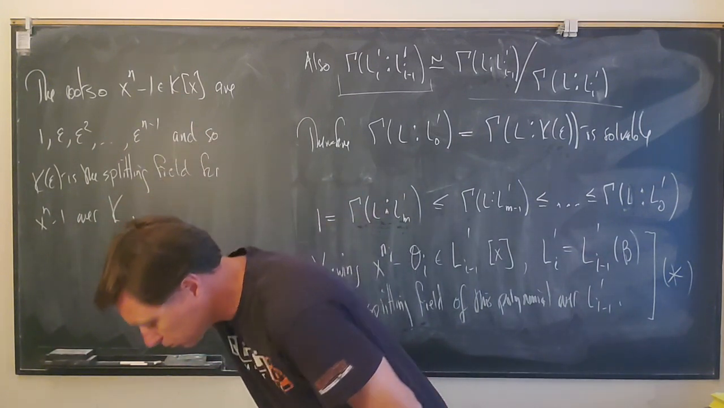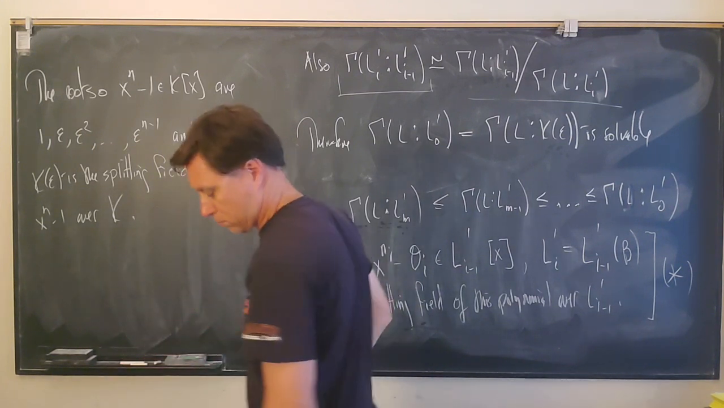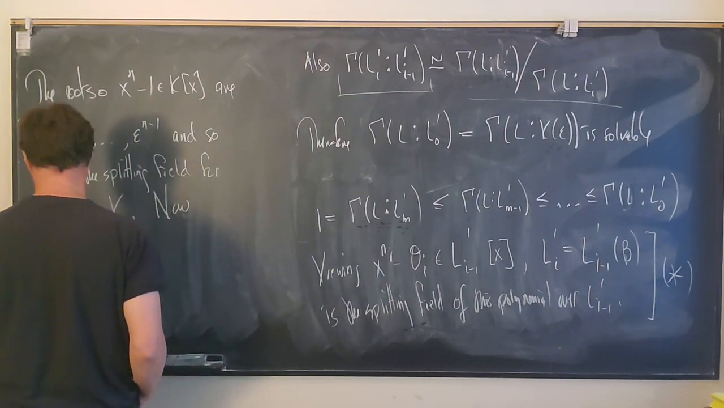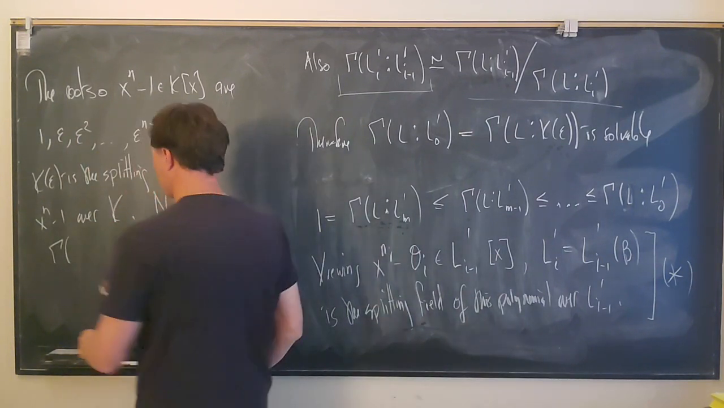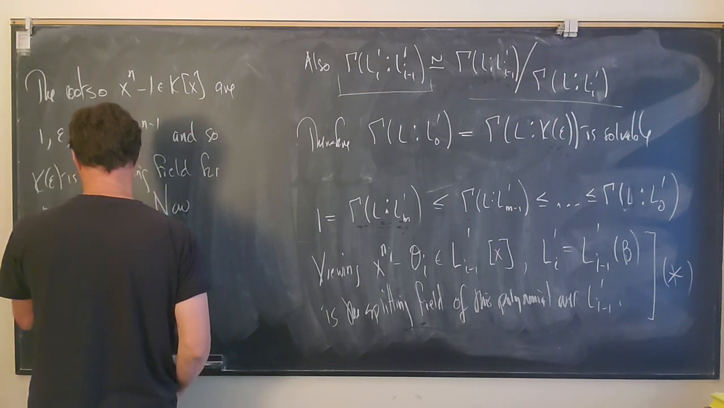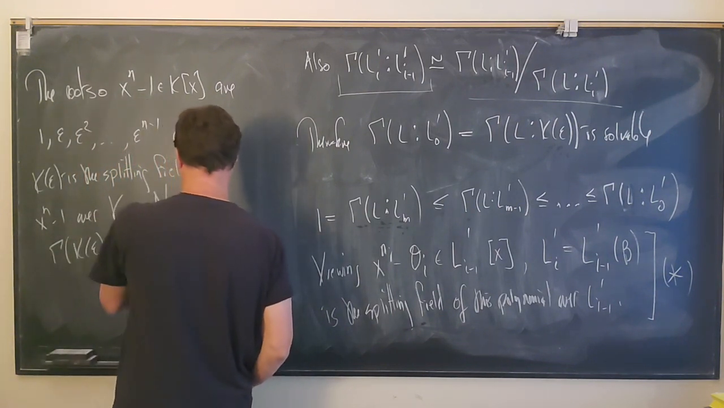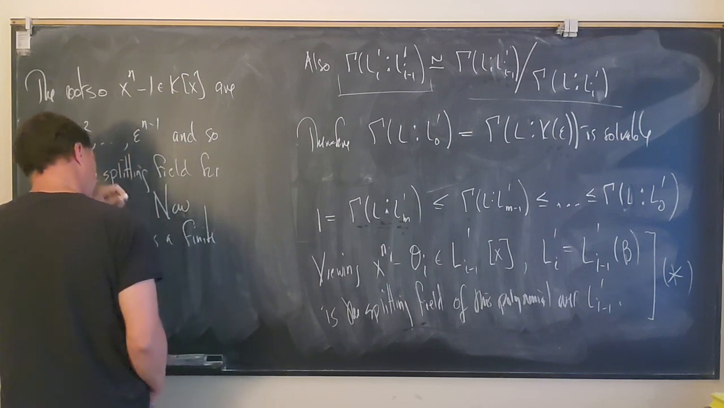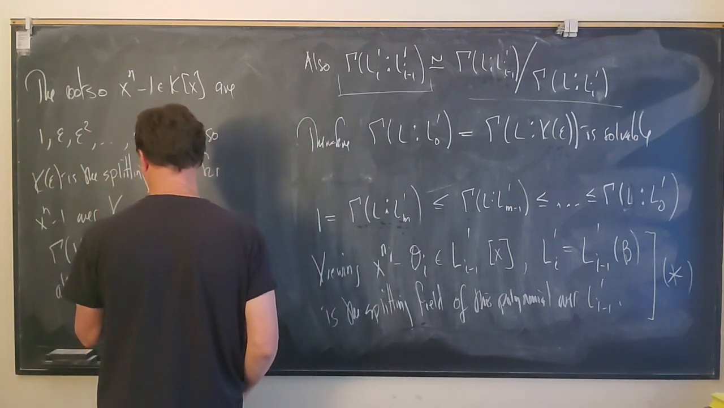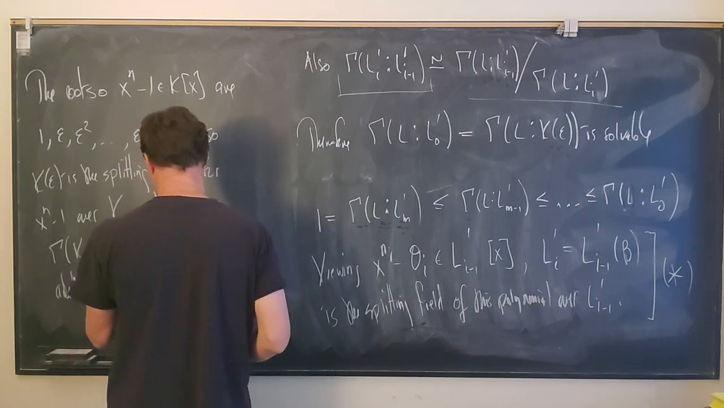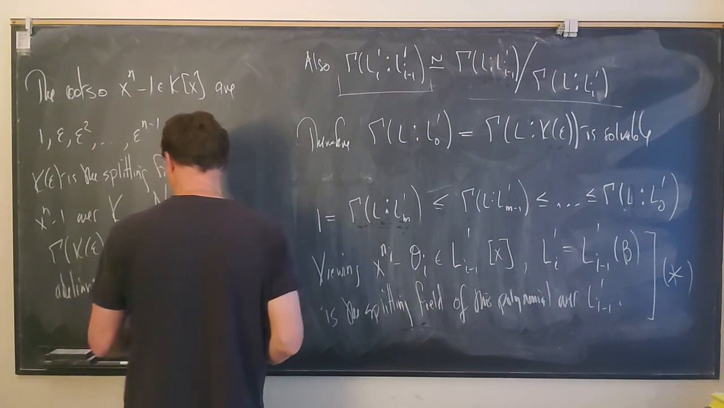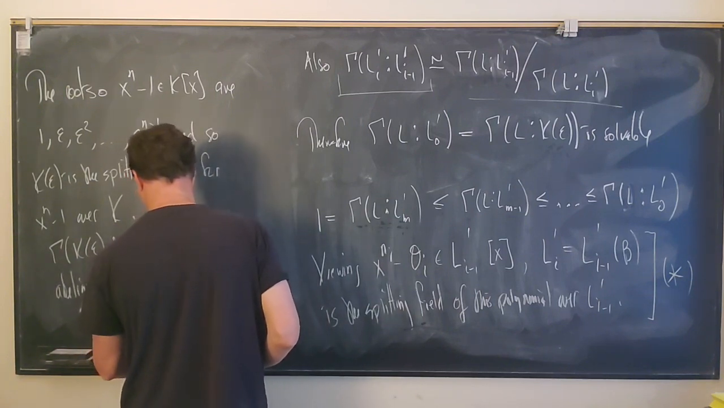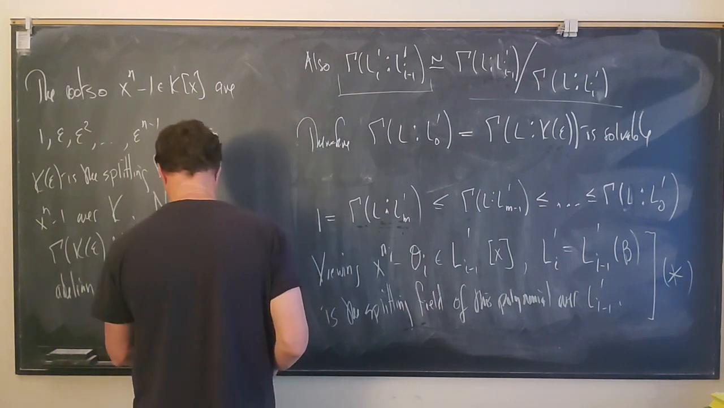So now you can say gamma of K adjoin epsilon over K is a finite abelian group where we get one cyclic factor for each irreducible factor of x to the n minus 1.